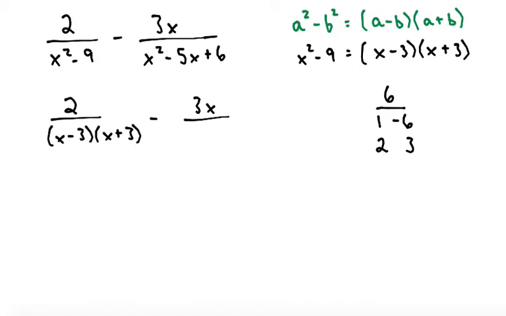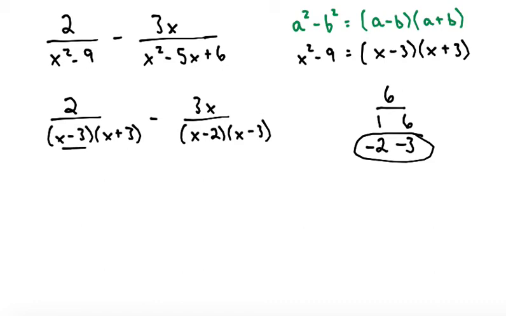So that doesn't work. But if we use negative 2 and negative 3, negative 2 times negative 3 multiplies to get positive 6 and also adds to get negative 5. So these are our two special numbers. So it factors into x minus 2 and x minus 3.